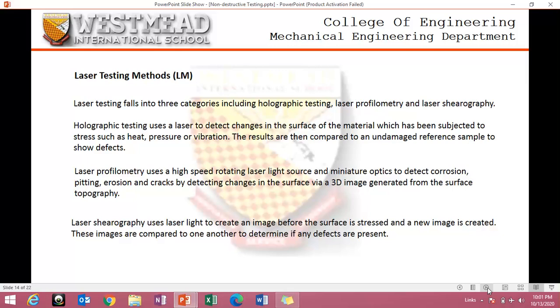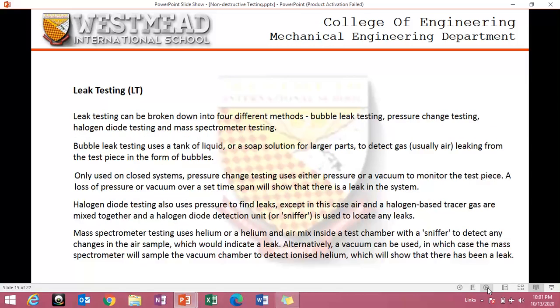Laser testing methods or LM. Laser testing falls into three categories, including holographic testing, laser profilometry, and laser shearography. Leak testing. Leak testing can be broken down into four different methods: bubble leak testing, pressure change testing, halogen dye testing, and mass spectrometer testing.